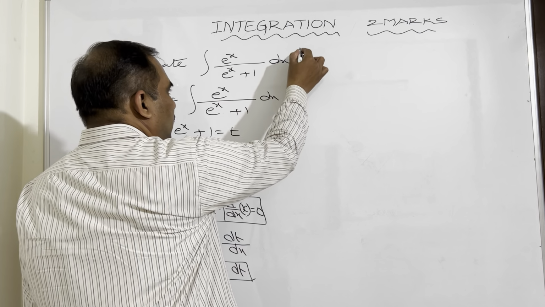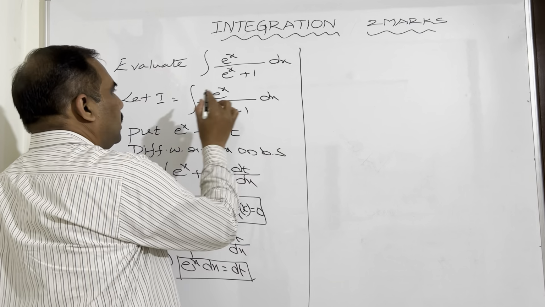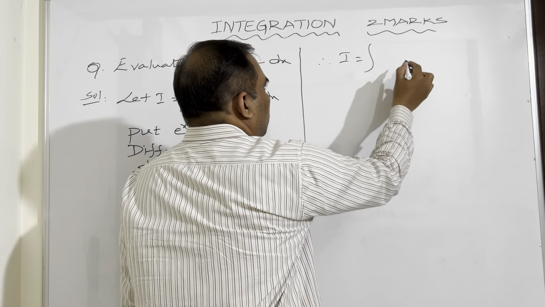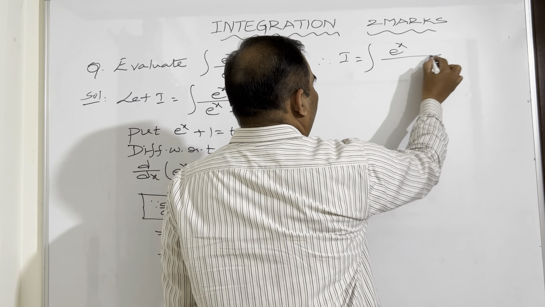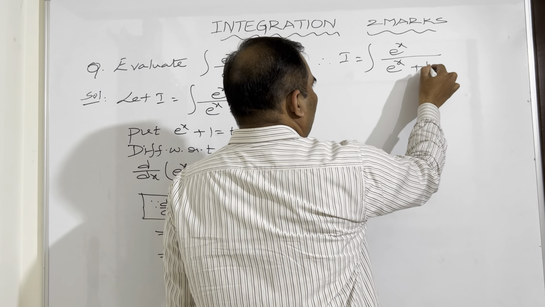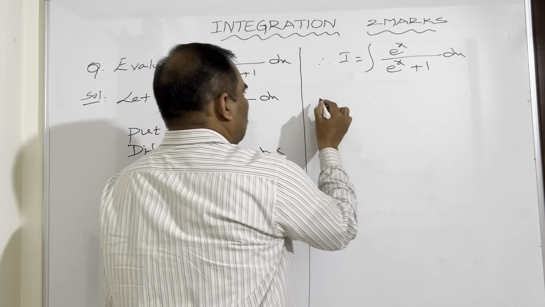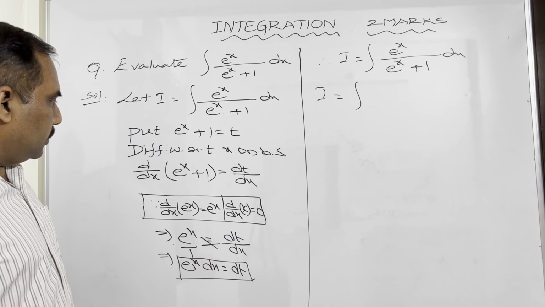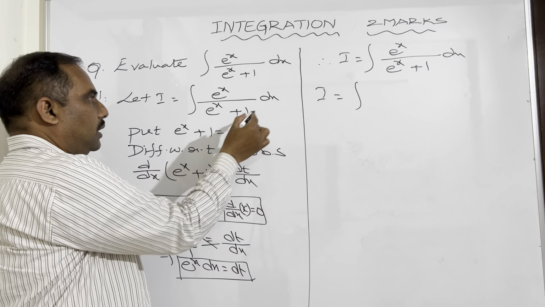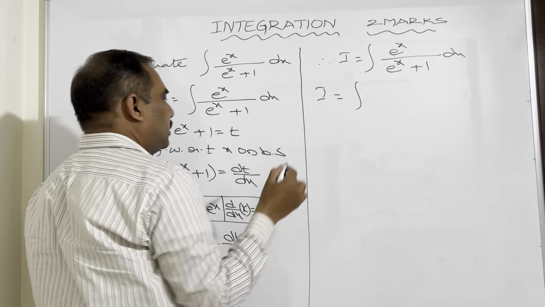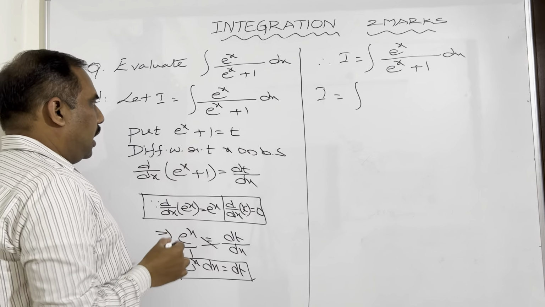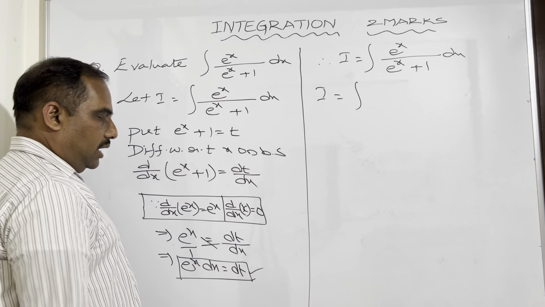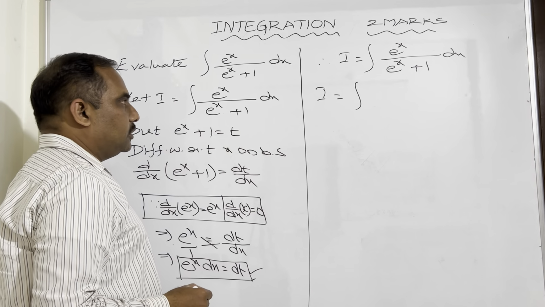Now what is the given integral we have here? Therefore I am taking the given integral I is equal to the integral of e power x by e power x plus 1 dx. Observe here, e power x plus 1 we have in the denominator, that I have taken as t, and e power x dx, finally we get e power x dx, which is replaced by dt.